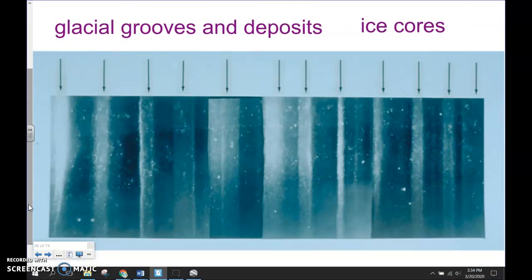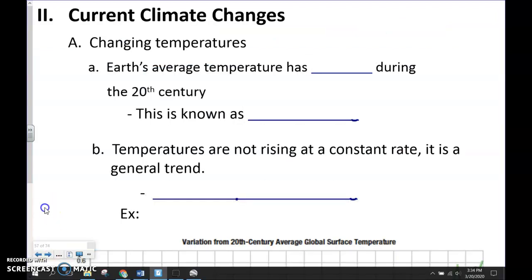So again, we've already talked about this, how we can learn about the climate's heating and cooling by looking at the organisms, the fossils, the sediments trapped in that ice as it forms. So those are some great examples of how we know about Earth's history. Now, so that's the past climate. What's happening today? Okay, well, there is currently some climate change happening.